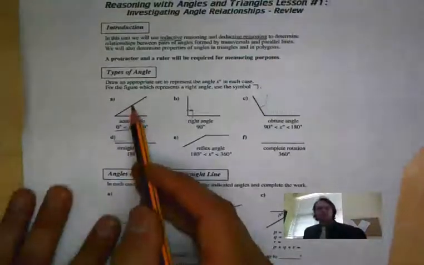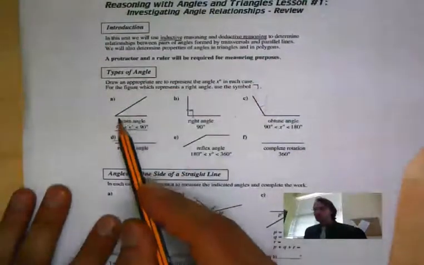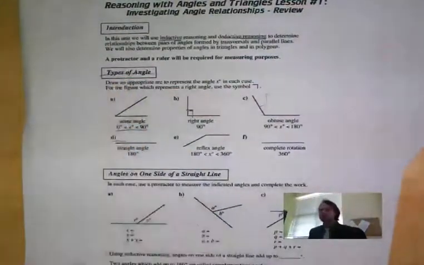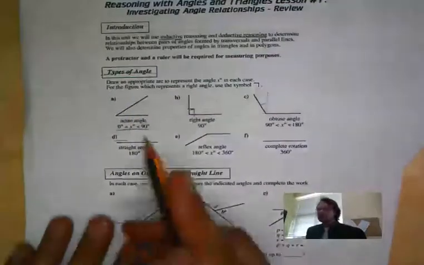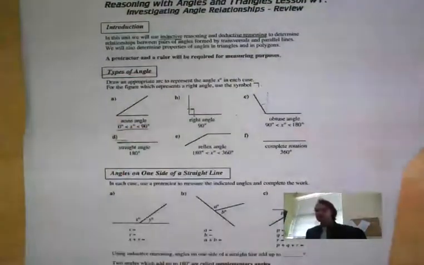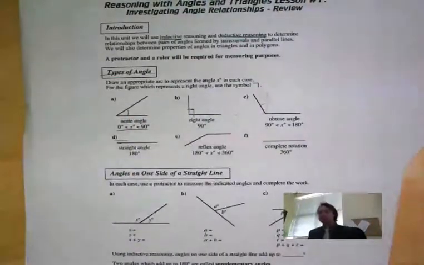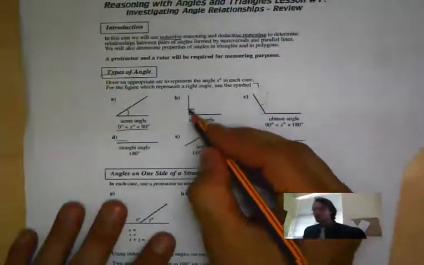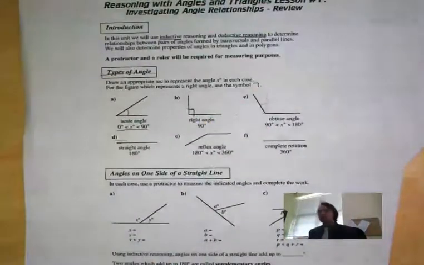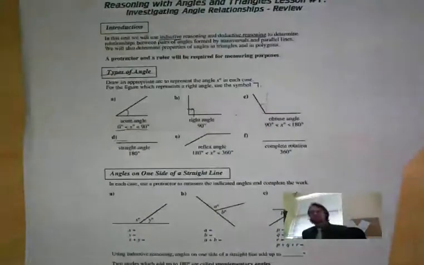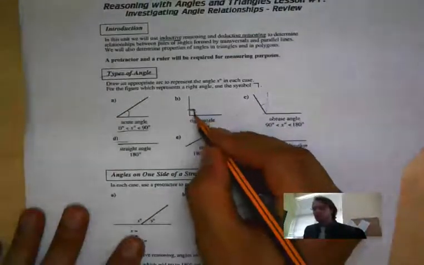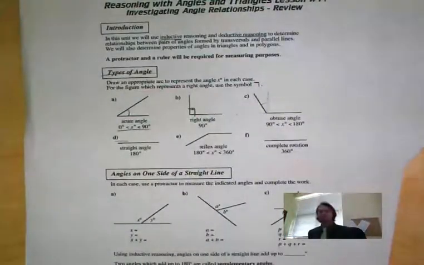So, here's our very first one. If I take a look at A, we're just going over some types of angles, some definitions, review of grade 8. We take a look at A, that is an acute angle. This angle here is less than 90. B is a right angle, okay? It is 90 degrees. Anything that is 90 degrees will be a right angle, and we normally put this little box there to denote a right angle.